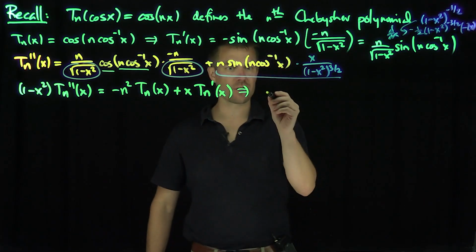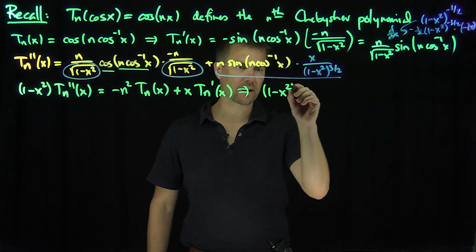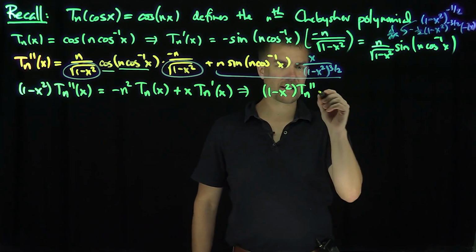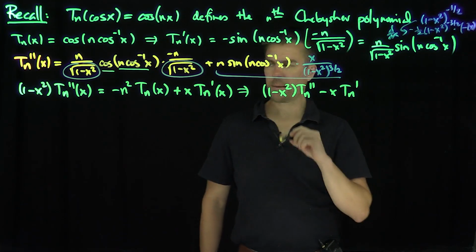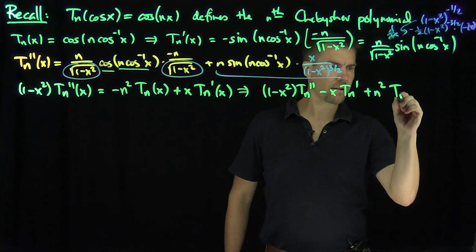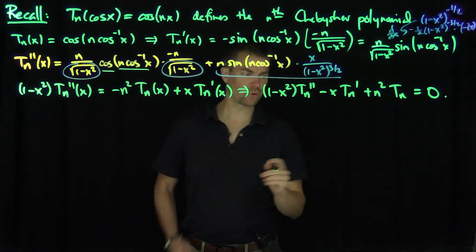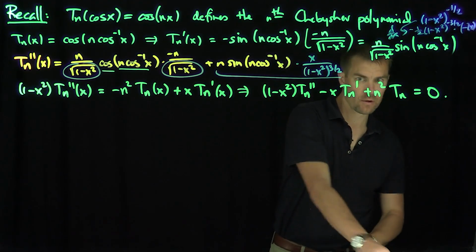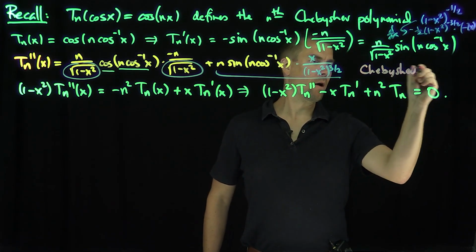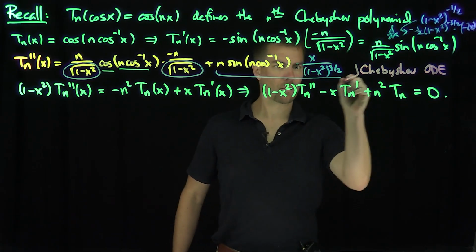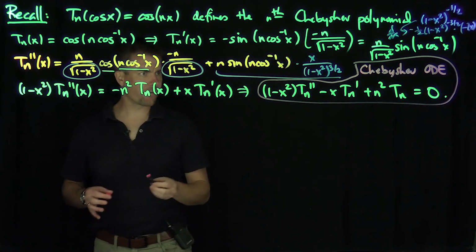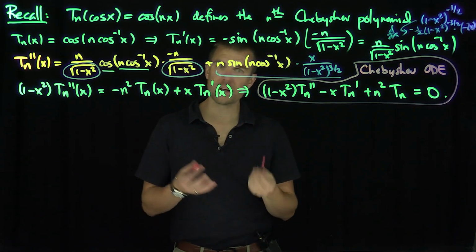So Chebyshev's differential equation is the following. It's 1 minus x squared Tn double prime, then minus x Tn prime, and then plus n squared Tn is equal to 0. So that's Chebyshev's differential equation. So this is the Chebyshev ODE. Okay, beautiful.